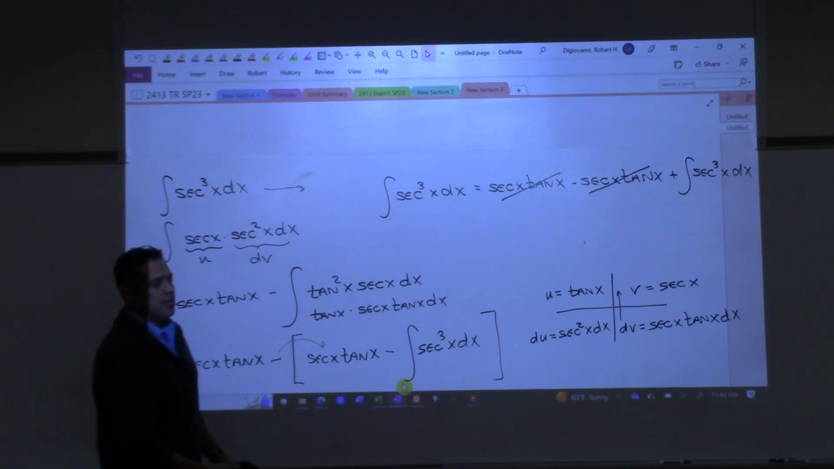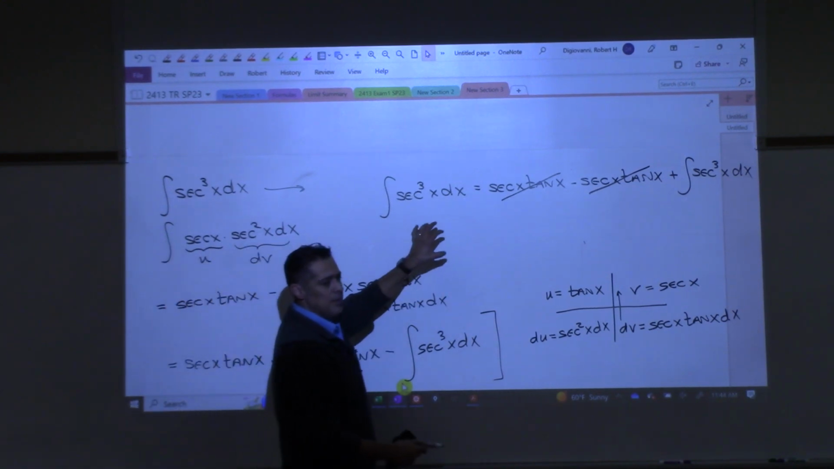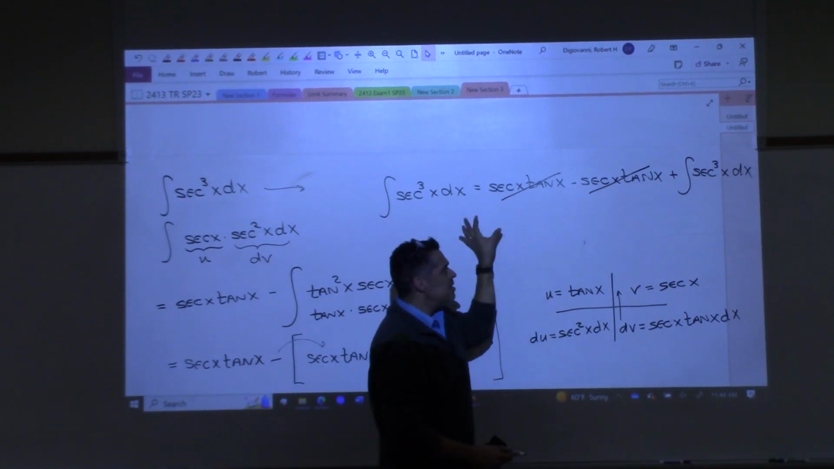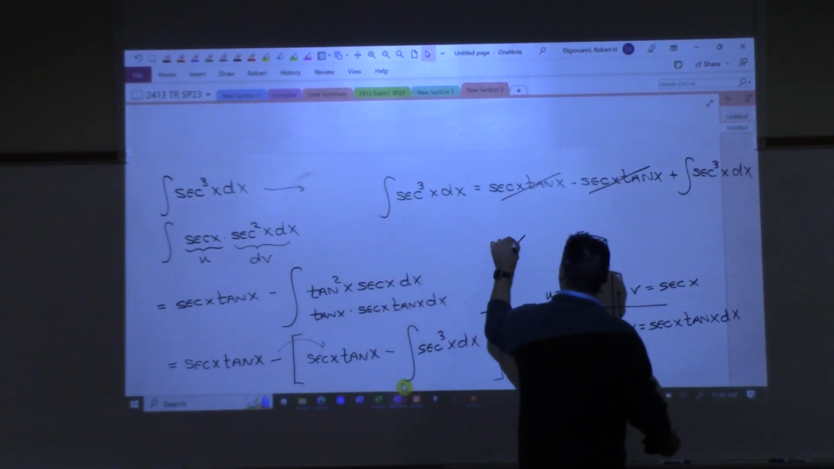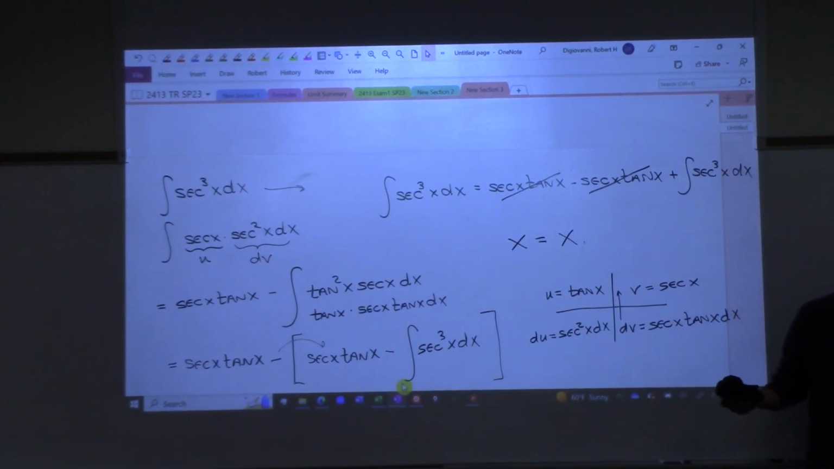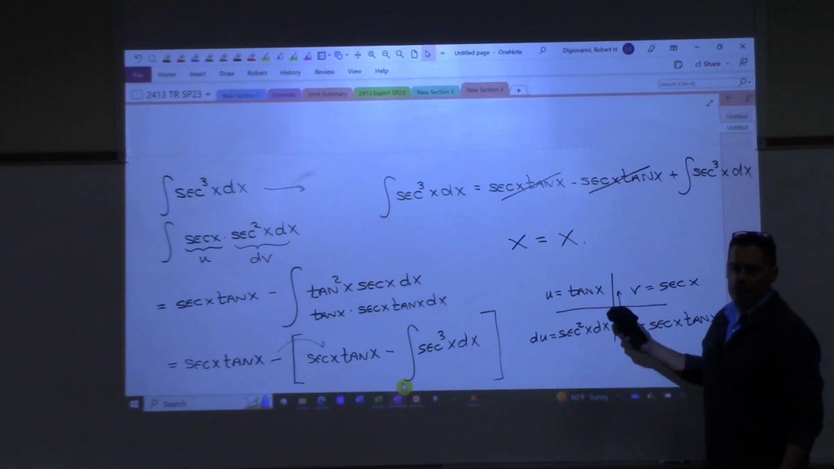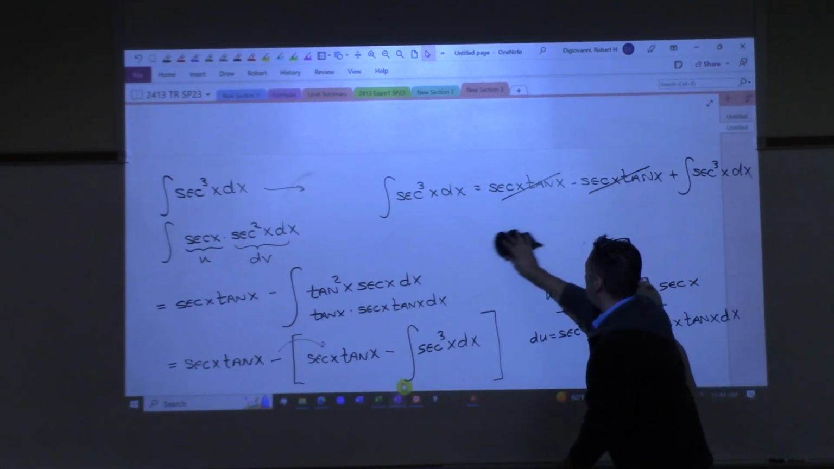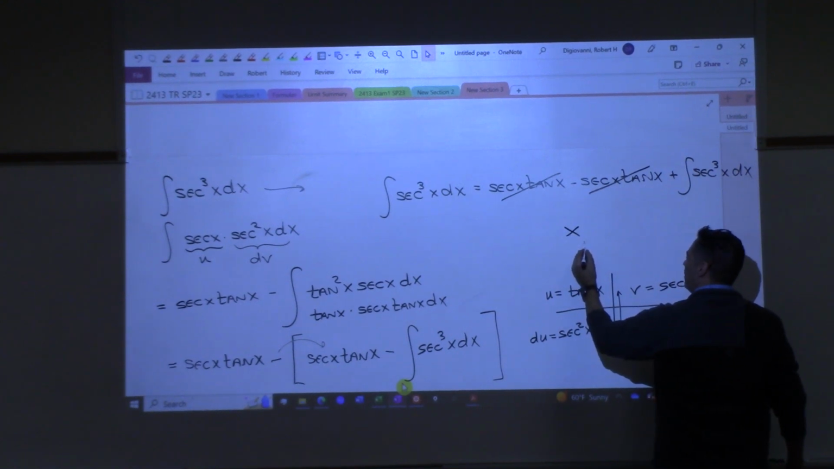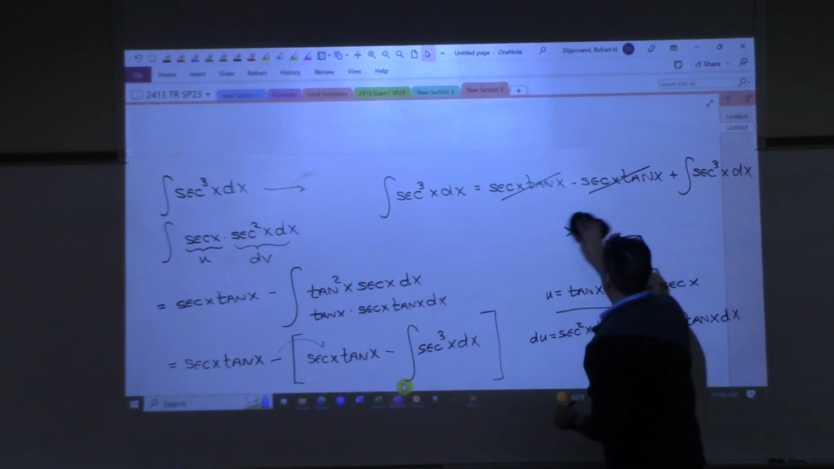Well, yeah, because we haven't solved the problem. Remember, we need an answer. We want to know what the antiderivative of this is, right? This is like me saying x is equal to x. But that doesn't tell you what x is, right? This is almost like saying, I don't know, nah, I just leave it alone.